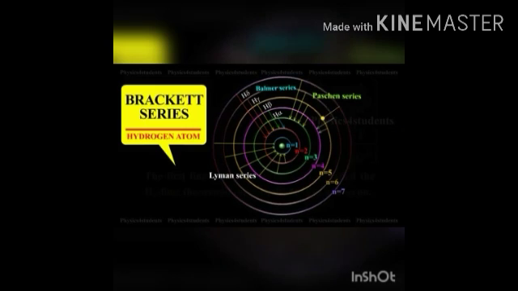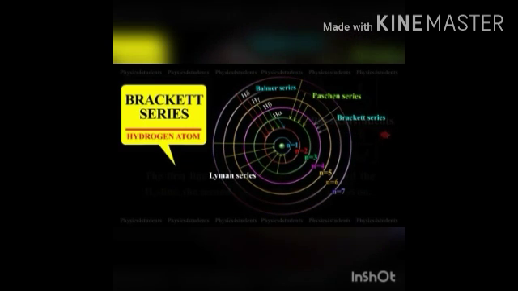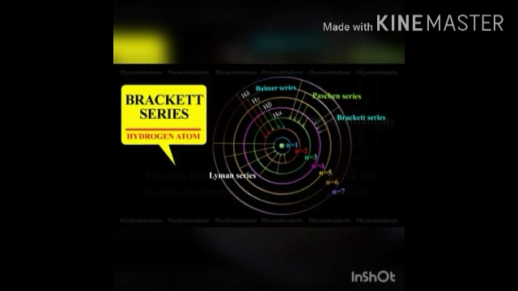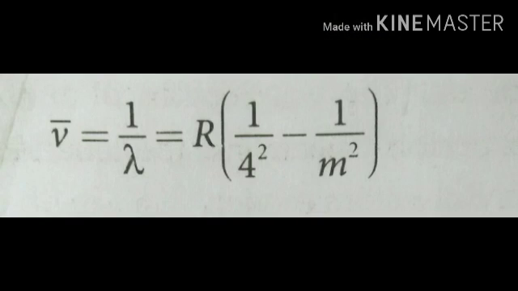Next, the Brackett series. It is obtained when the electron jumps from any of the higher orbits to the fourth orbit. So n takes 4, and m takes 5, 6, 7. The wave number ν̄ = 1/λ = R (1/4² − 1/m²). This series is obtained in the infrared region, that means the middle of the infrared region. The Paschen series is obtained in the near infrared region.